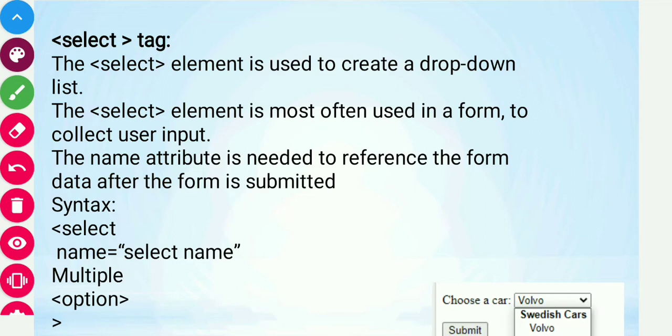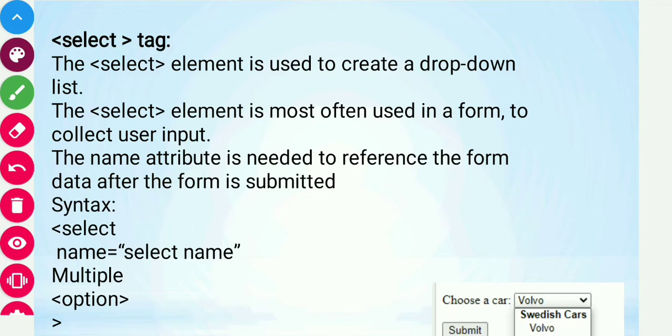So, the next tag is the select tag. The select tag defines a selection list on an HTML form. A selection list displays a list of options from which the user can select an item. From a selection list, one or more than one item can be selected at a time. This facility is also given in an HTML form. So, the select element is most often used in a form.